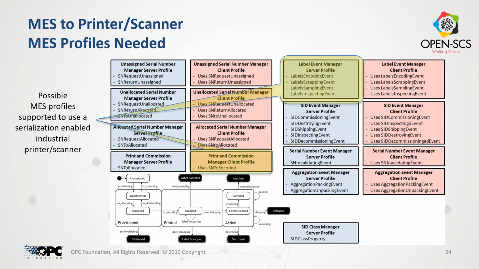So if I have an MES system that wants to talk to a serialization-enabled printer, then these are the printer scanner profiles that I would need to support in my product. If I don't talk to them, I don't support these profiles. This is very, very straightforward.